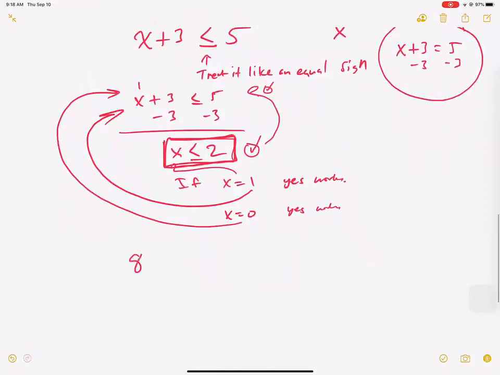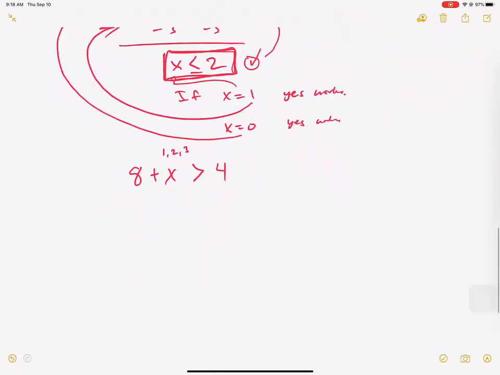Let's do another one. If I say 8 plus x is greater than 4, can you think of a number that would make this greater than 4? Mr. Ko, 8 is bigger than 4 already, so doesn't every answer work? If I plug in 1, 2, 3: 8 plus 1, bigger than 4. 8 plus 2, bigger than 4. 8 plus 3, bigger than 4. Yeah, but there's a point where it stops working.